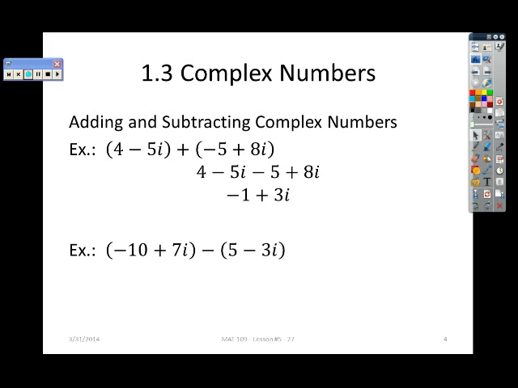Subtraction, no difference. You just remember to apply your signs. Always have to follow signed arithmetic. So I take the parentheses off and I get that, then I combine the like terms and I get that. So adding and subtracting complex numbers, very simple.